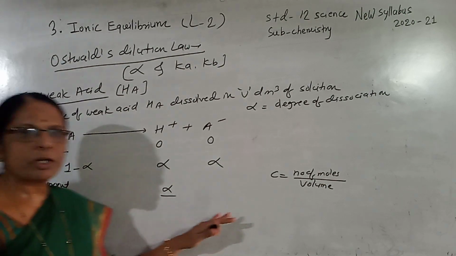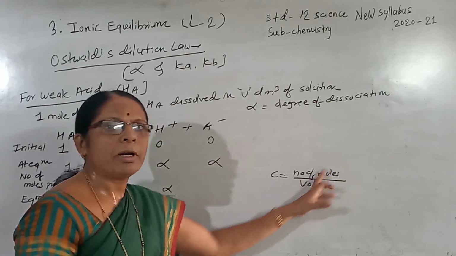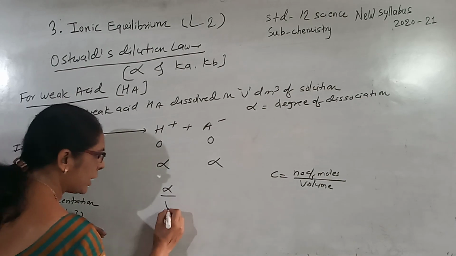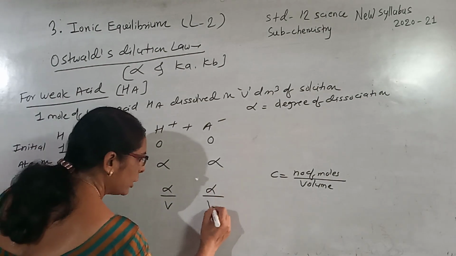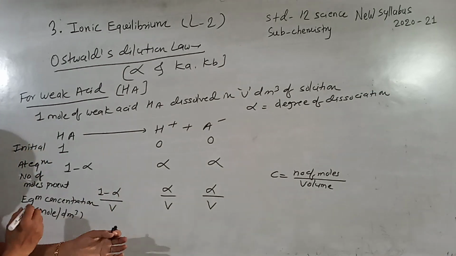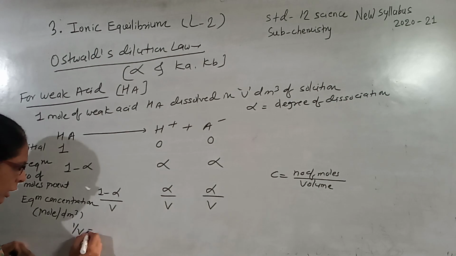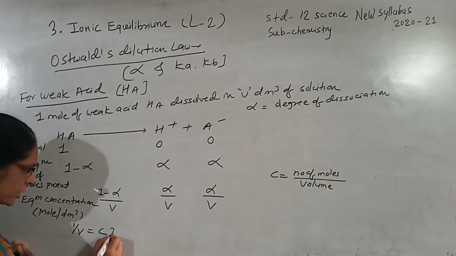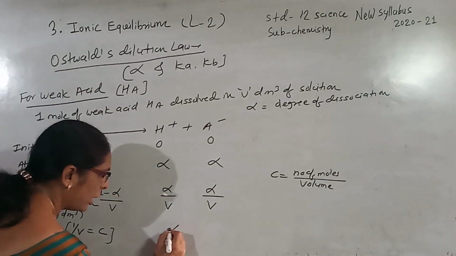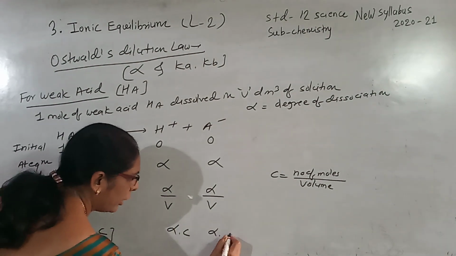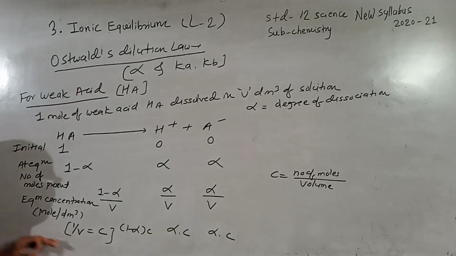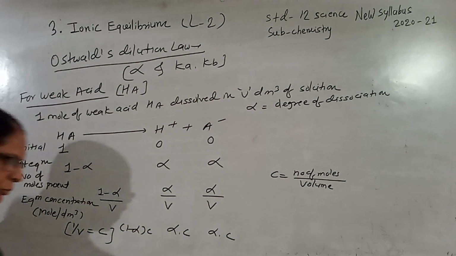So the equilibrium concentration is the number of moles divided by volume. For H plus the number of moles is alpha and the volume is V, and for HA it is 1 minus alpha divided by V. We also know that 1 upon V, the reciprocal of the volume, is the concentration C. So I can write alpha into C, alpha into C, and 1 minus alpha into C. These are the equilibrium concentrations.